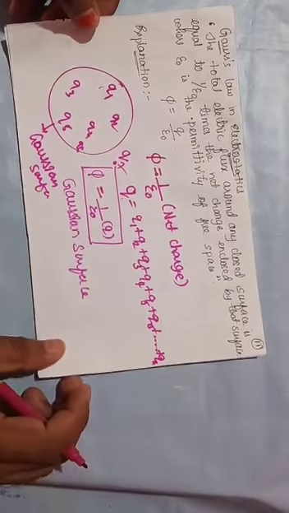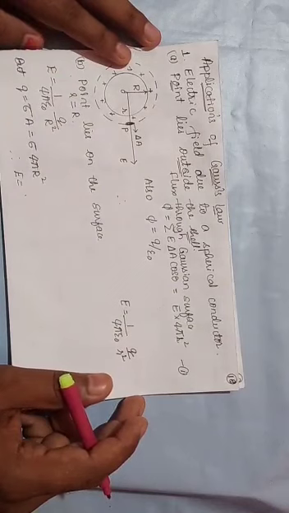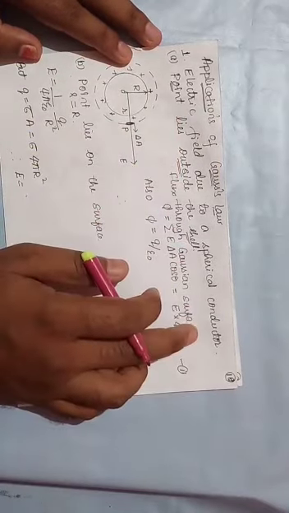Now we are going to study the applications of Gauss law. This Gauss law is used to find out the electric field due to a number of systems. The first application is the electric field due to a spherical conductor.